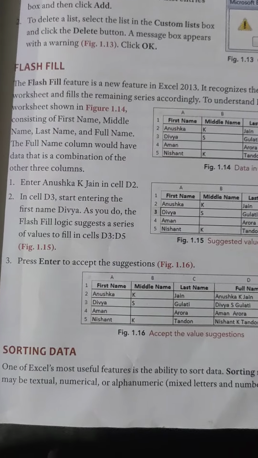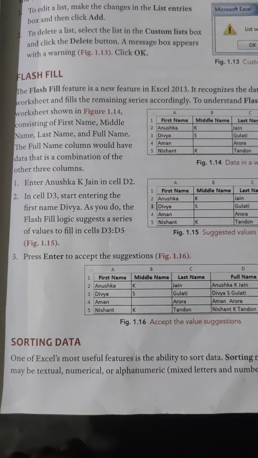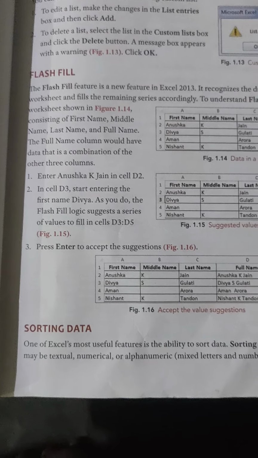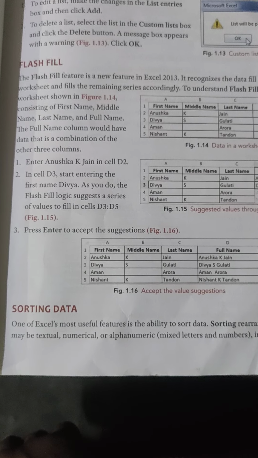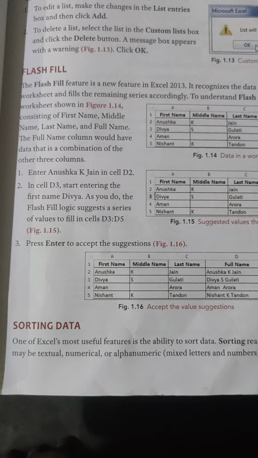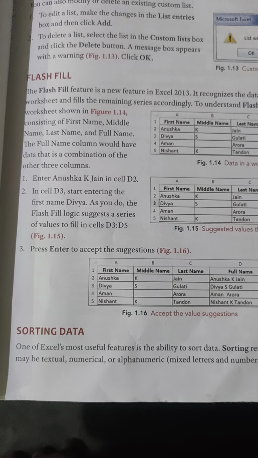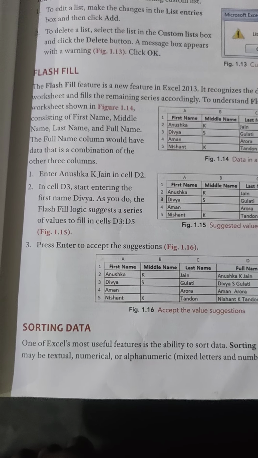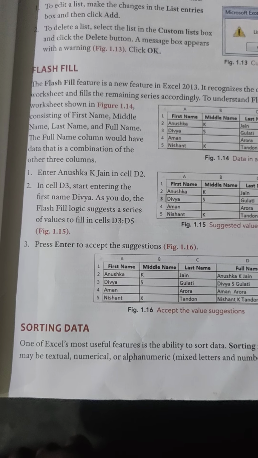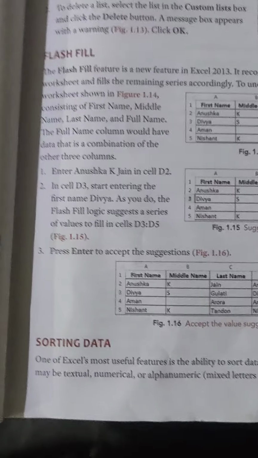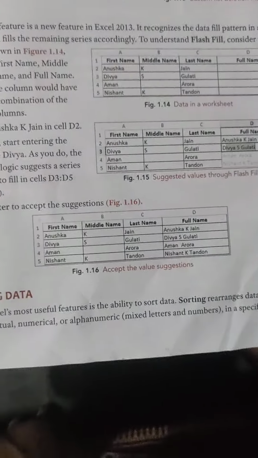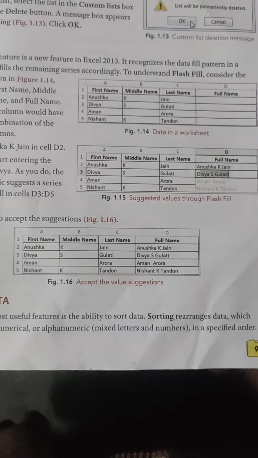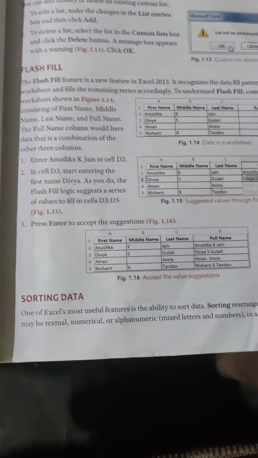Now that we have learned Flash Fill, we are going to discuss sorting data. Sorting of data means to arrange data that may be in text form, that is, it contains letters, numeric, that is, having numbers, or alphanumeric, that means containing both letters and numbers, in a specified order, is known as sorting data.